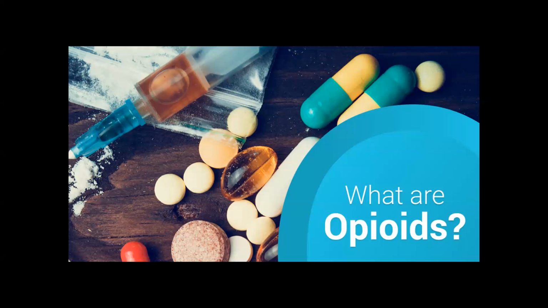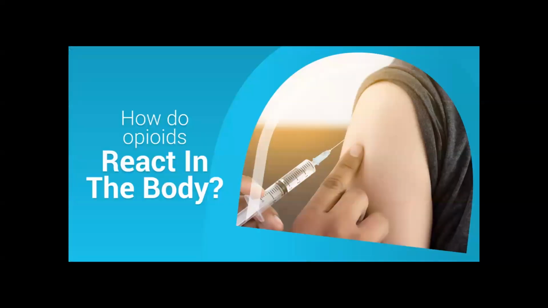So opioids react in the body in a couple of different ways. Basically, our body has the ability to make natural opioids, and sometimes even chiropractic adjustments can have an effect with releasing some of these opioids. But basically, your body naturally produces opioids. It's something that works in the body in general.